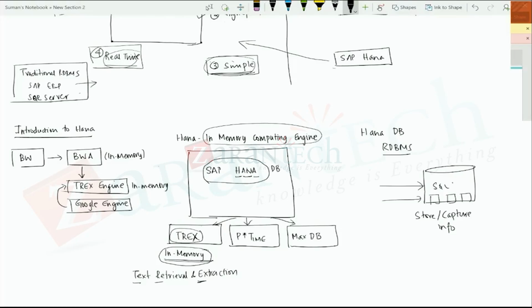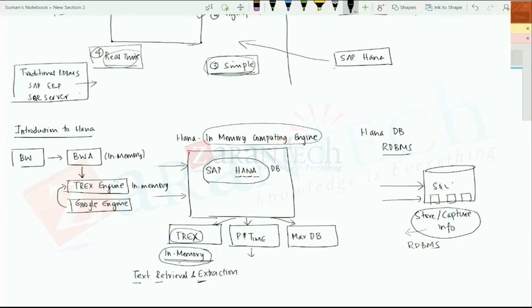When I bring the data into an SAP HANA database, it should be able to store or capture that information. So what functionality is needed? I need the RDBMS capabilities within SAP HANA. The in-memory capabilities are given by the TREX engine, so something else has to give me the RDBMS capabilities. The RDBMS capabilities are provided by a lightweight RDBMS engine called P*Time. There is a product called P*Time. It is a very lightweight RDBMS system.